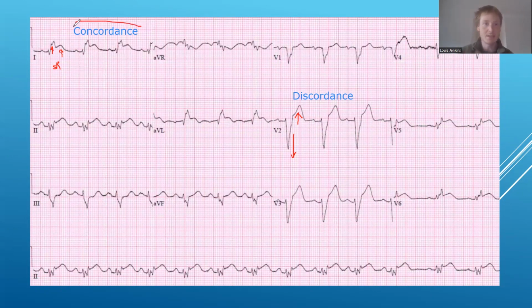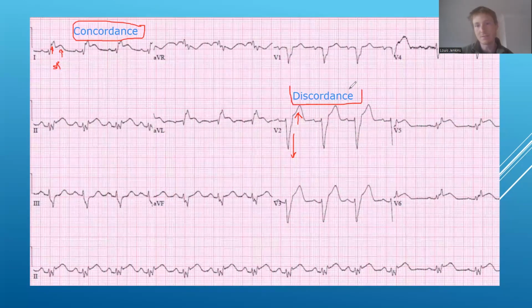Now, these are tricky to get your head around at first, but once you understand how these concepts of concordance and discordance work, we can begin to look at patterns that are really concerning for MI in these patients.